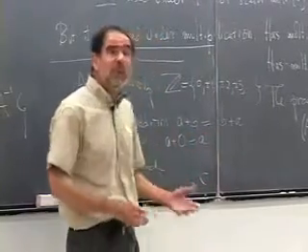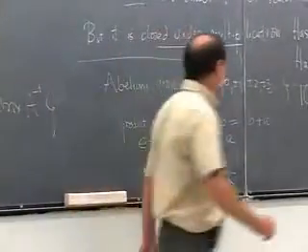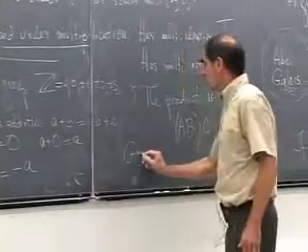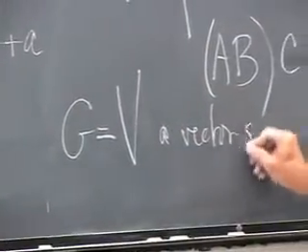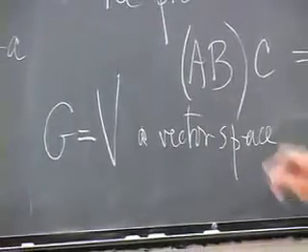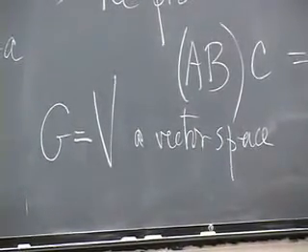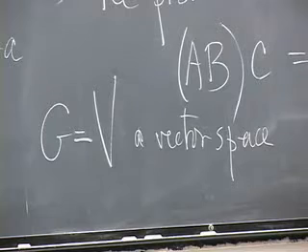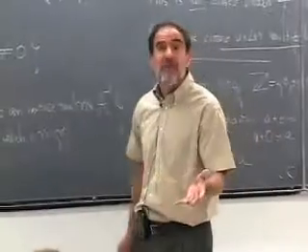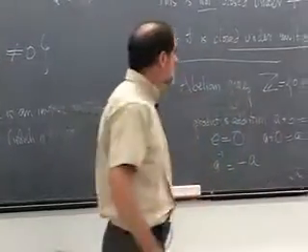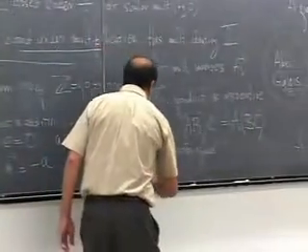Another example of a group is any vector space. That's a group because you just forget about the scalar multiplication. The addition, the binary operation is addition of vectors. The identity element is the 0 vector. Right? You add the 0 vector to any vector, you get the vector back. The inverse element is the negative vector. Okay, so you just forget scalar multiplication.